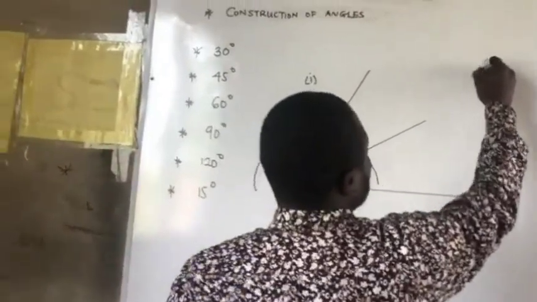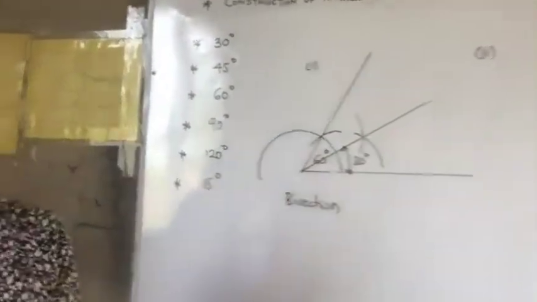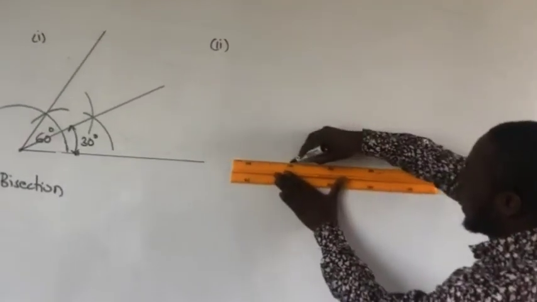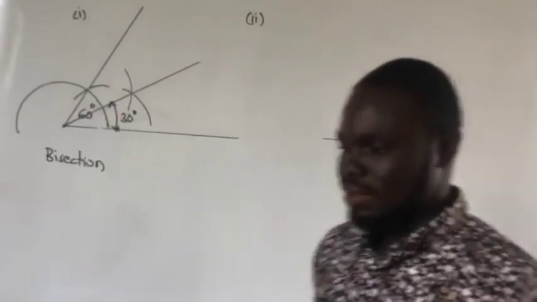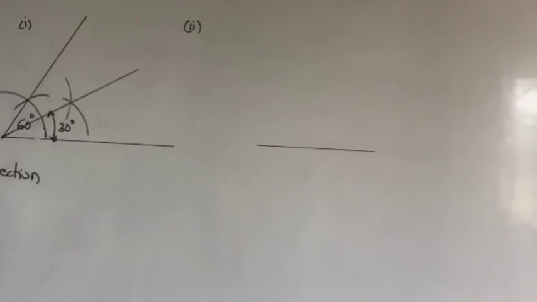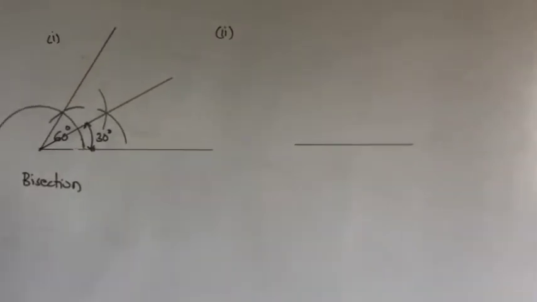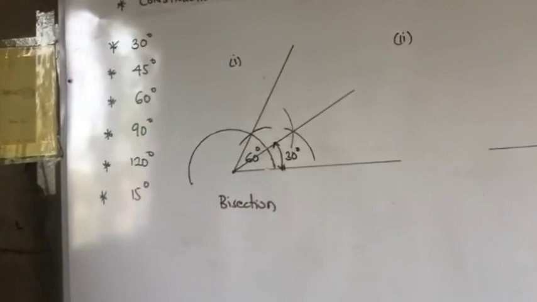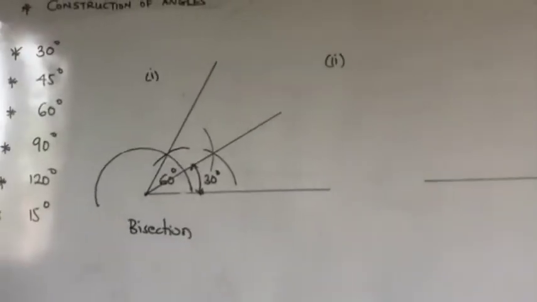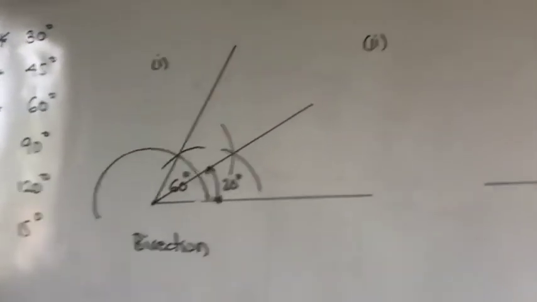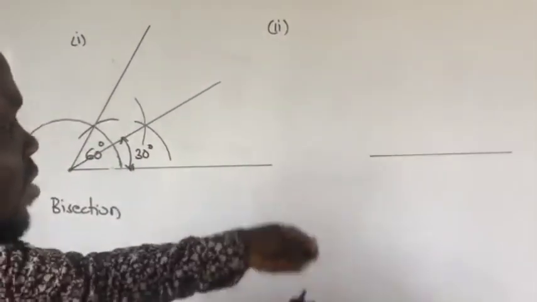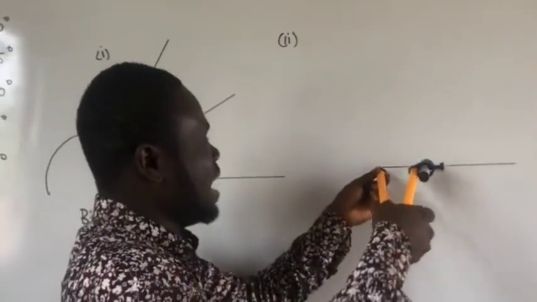My second one, we are supposed to draw a 45 degrees angle. So let me draw my line. So let's continue. We are going to draw a 45 degrees. The same thing. Stand at the end of the line.